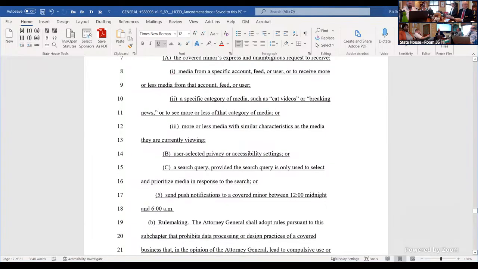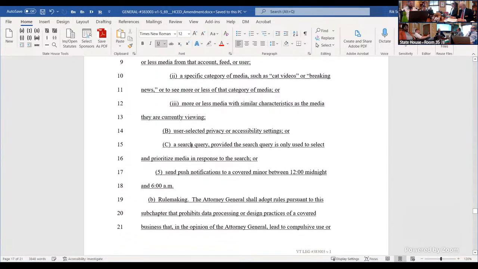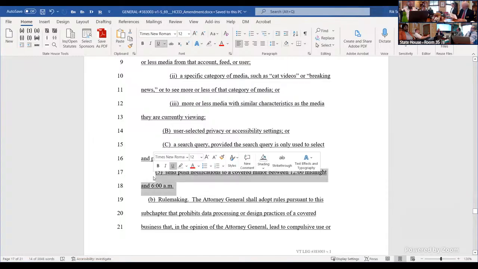B, user selected privacy or accessibility settings, or a search query, provided the search query is only used to select and prioritize media in response to the search. Or send push notifications to a covered minor between midnight and 6. So earlier you saw not send push notifications. That is the default setting, okay? Which a minor can change.